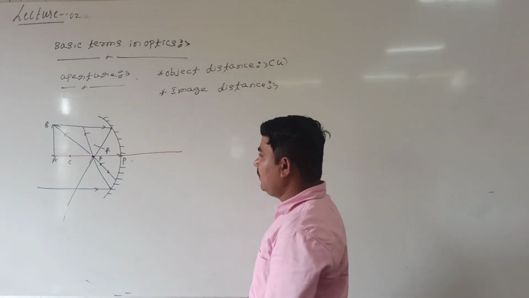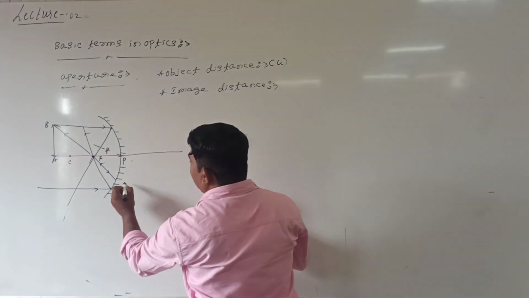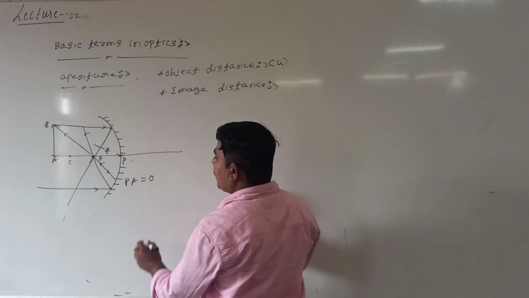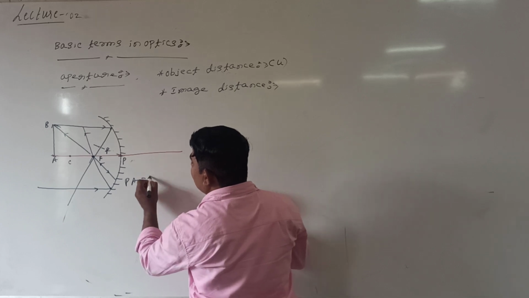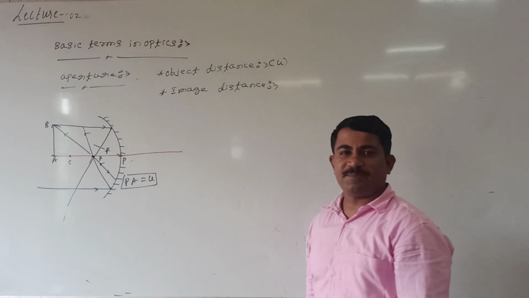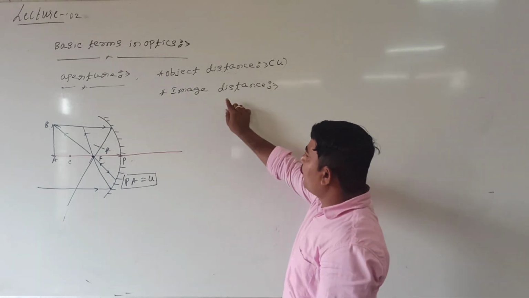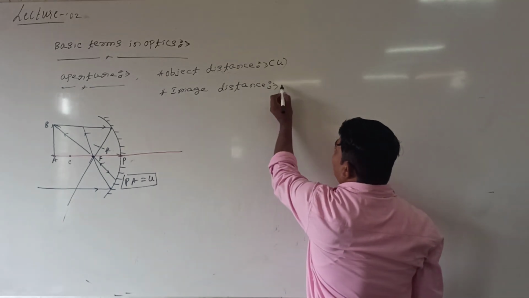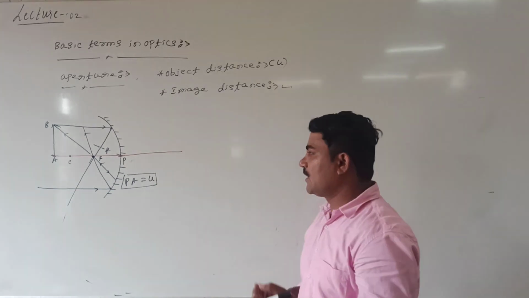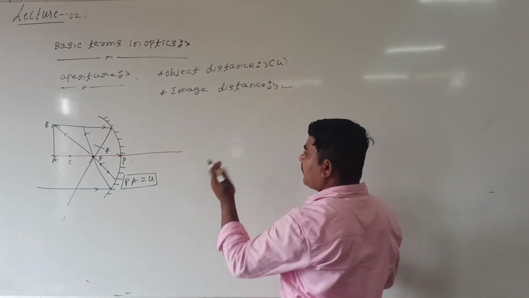So in this figure, PA is equal to U. This I can call the object distance. Now let us take one more term that we are calling image distance. How the image appears, that we will see. I will take a separate diagram.